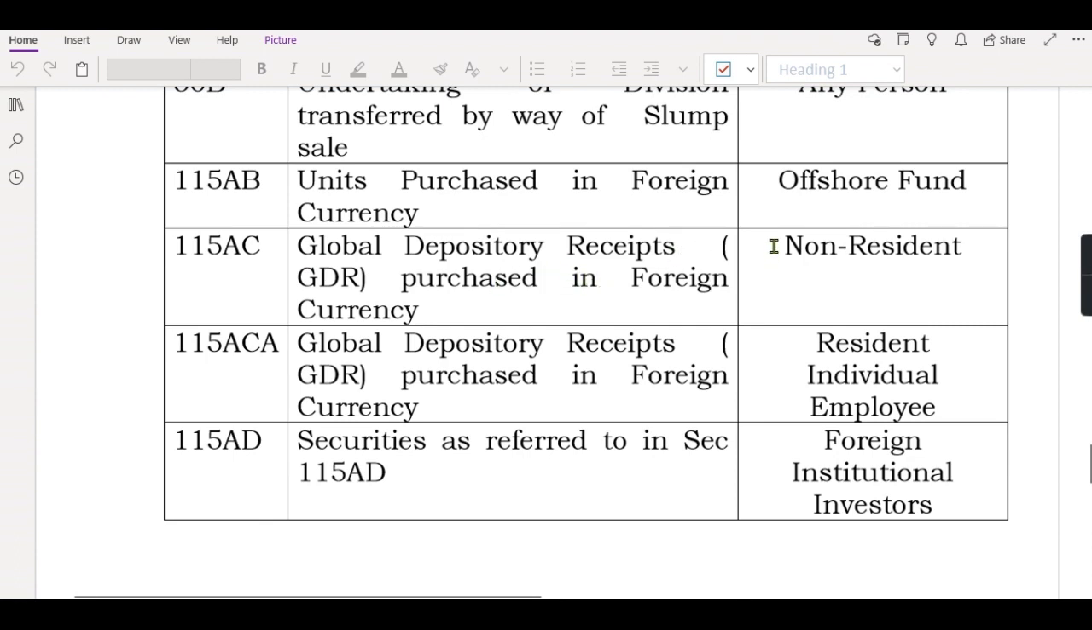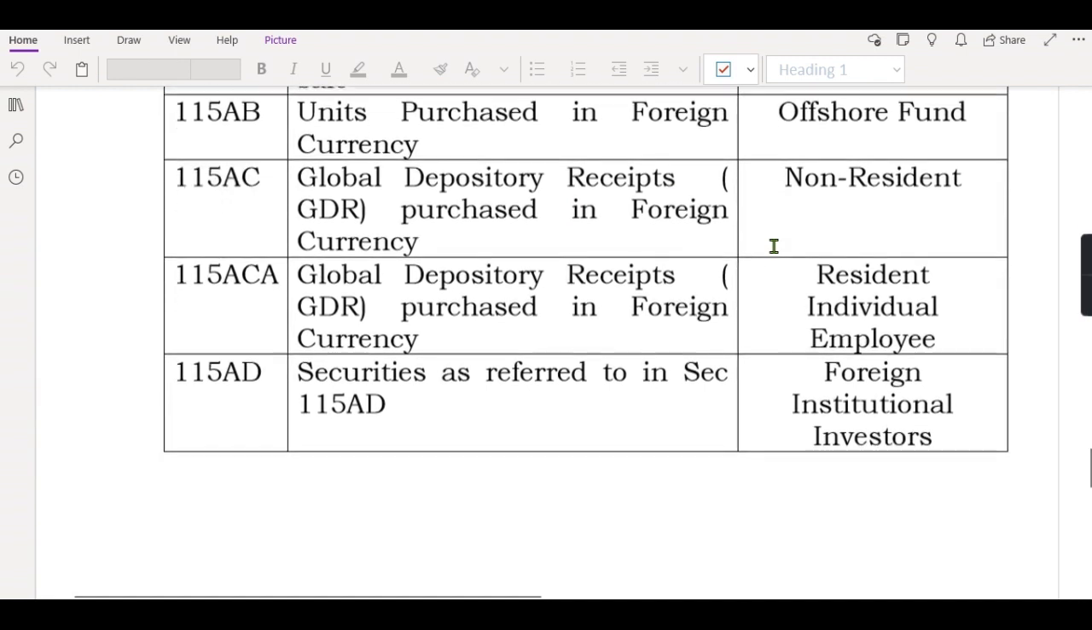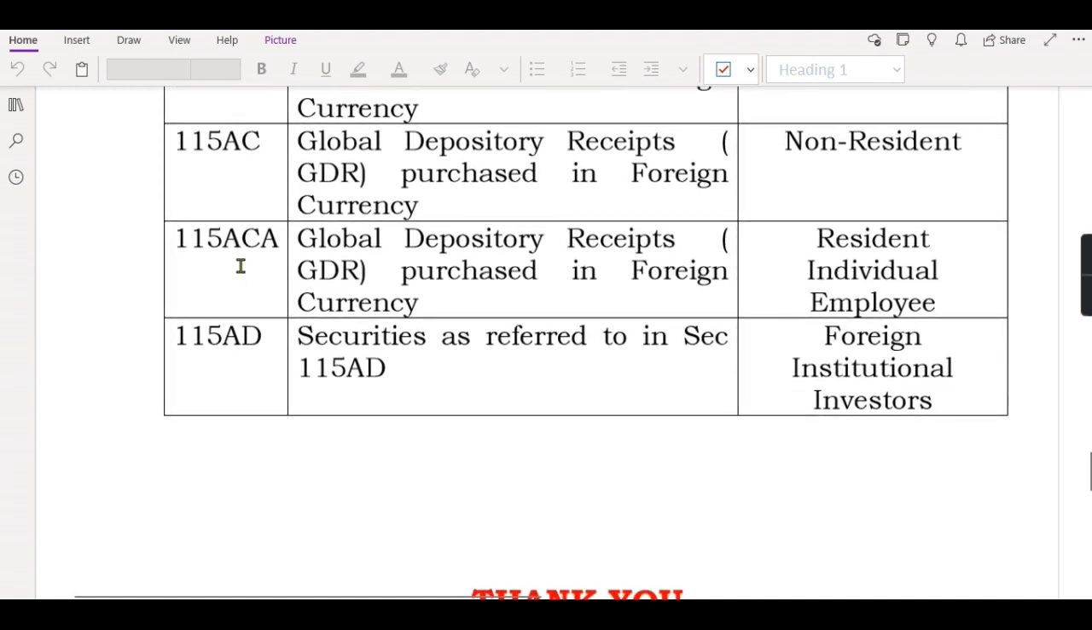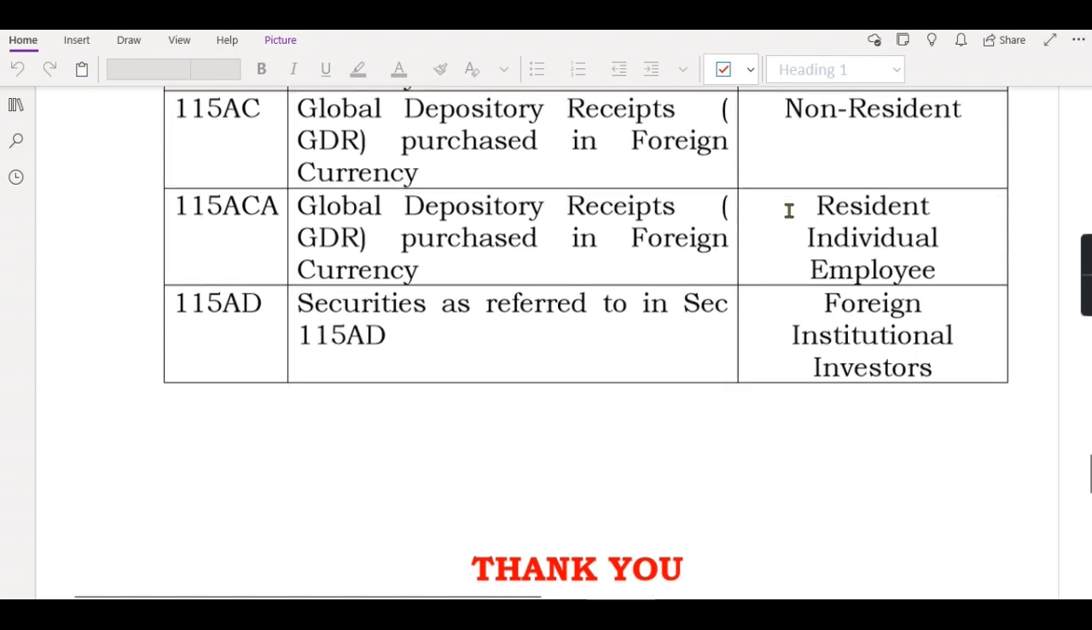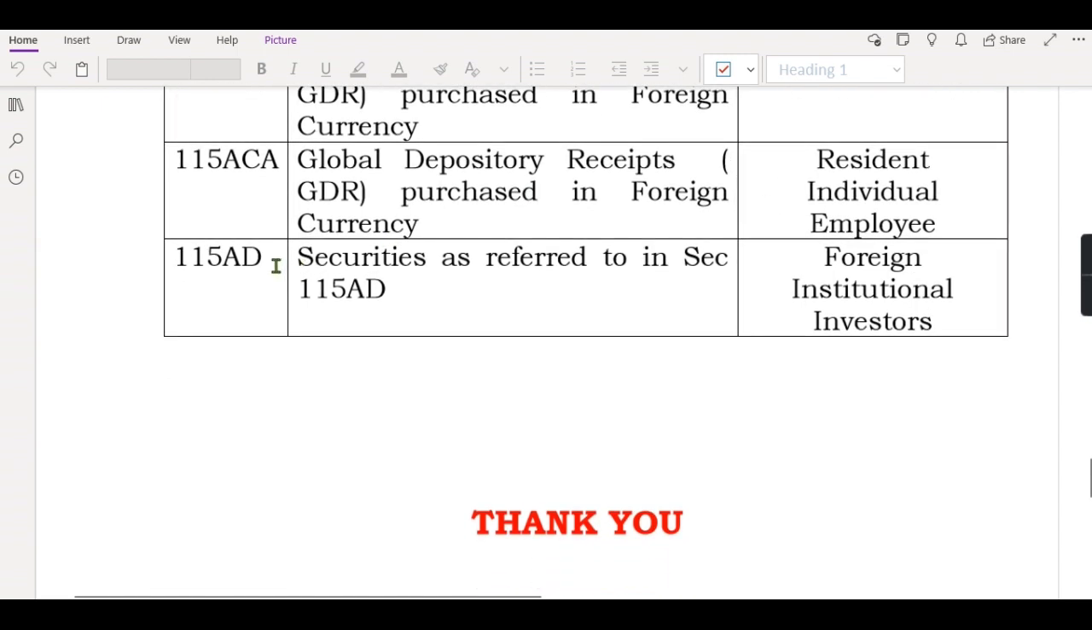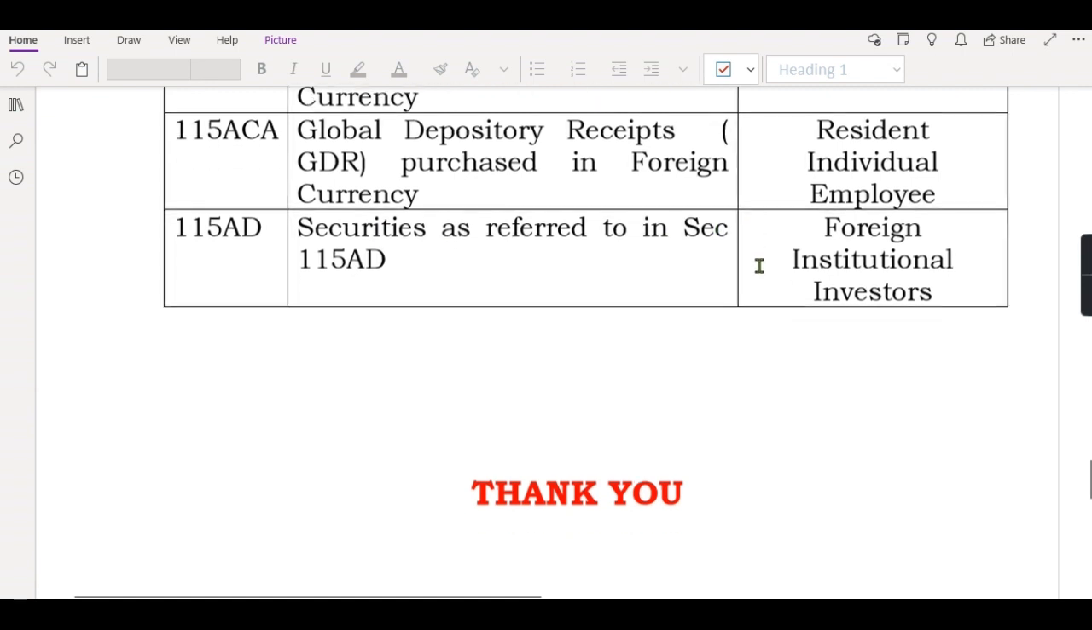The transferor is non-resident. Section 115ACA: global depository receipts purchased in foreign currency. The transferor is resident individual employee. Section 115AD: securities as referred to in Section 115AD. The transferor is foreign institutional investor or investors.